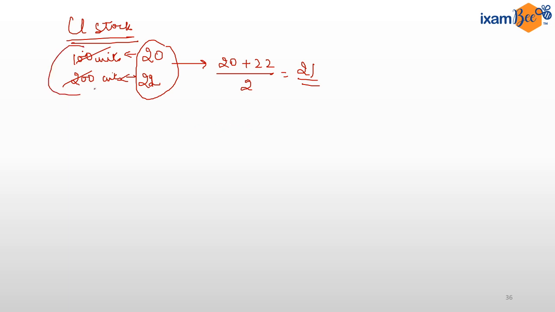Out of 300 units that you purchased, the question said you sold 250, so you were left with 50 units as the closing inventory. At 21, if you value, you will be getting 1050 as the value of the closing inventory as per the simple average method.